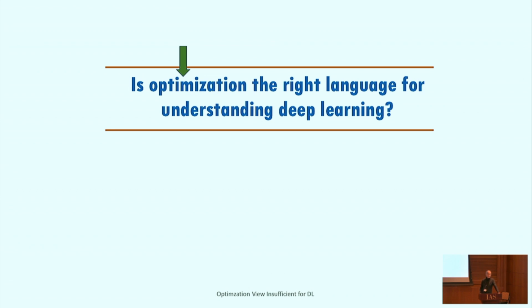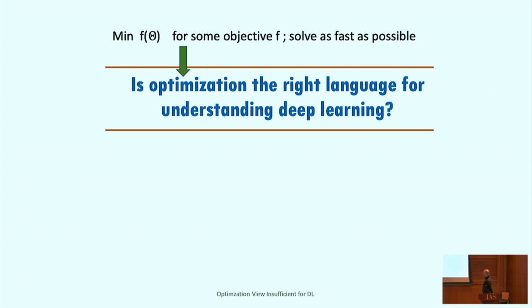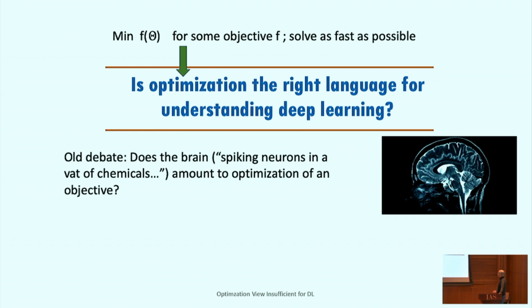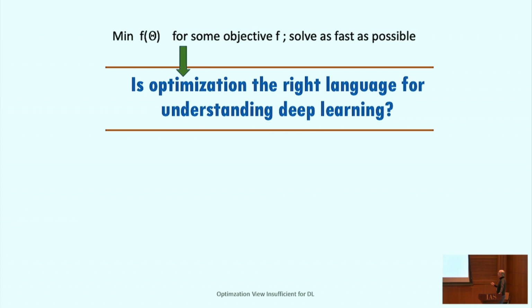Okay, so let me explain the title. Is optimization the right language for understanding deep learning? And by optimization, I mean something very narrow, which is that there is some objective, f of theta, and theta is your parameters in the deep net, which you're training. And so you're trying to minimize it. And the other thing that optimization theory is interested in is to solve it as fast as possible. Okay, so that's the narrow definition of optimization that I'm talking about. And I'll argue that we'll have to go beyond that.